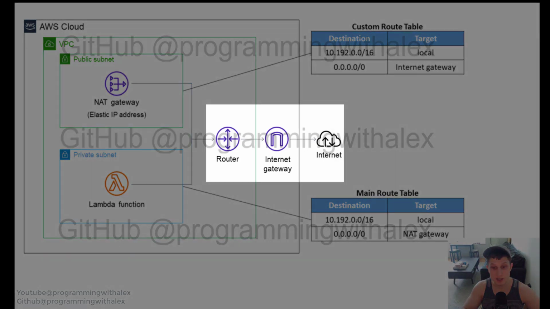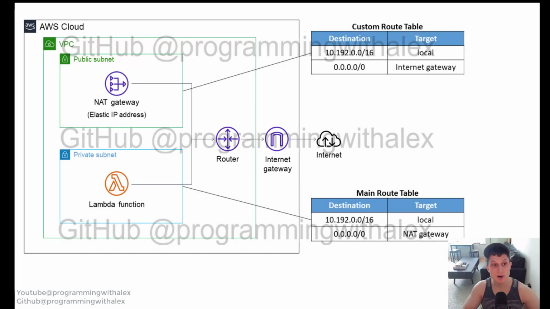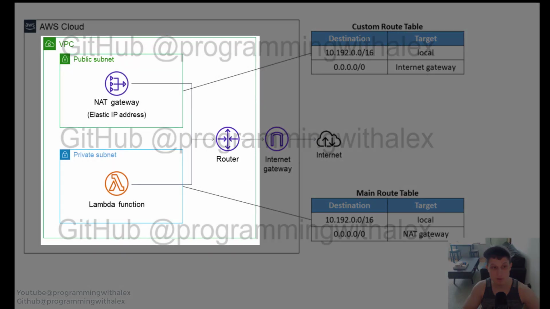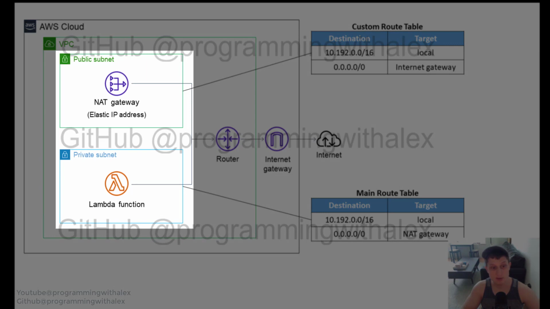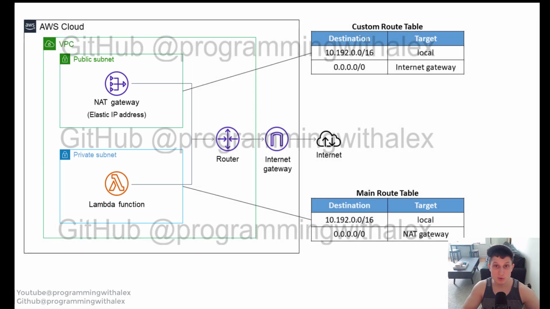We see we have the Internet Gateway in this black box on the right, but it's not contained within the green box. The green box is the VPC, Virtual Private Cloud. The Internet Gateway sits outside the VPC and connects to the Internet outside of the black box. Inside of the VPC, though, we have the public subnet and the private subnet, where the public subnet has the NAT gateway associated with an elastic IP, static IP address. In the private subnet, we have the Lambda function.